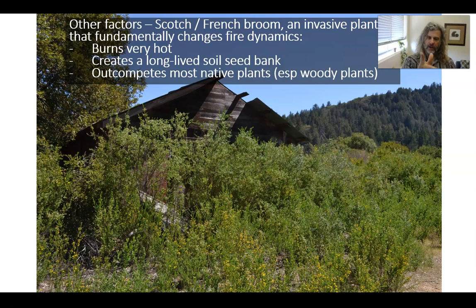It's a Genista, what do you call it? Scotch broom. This plant burns very hot. It has a long-lived seed bank in the soil. It outcompetes many native plants and creates this kind of positive feedback on fire dynamics. It is a quite serious problem in terms of fire management.